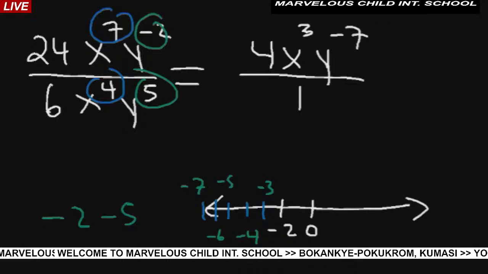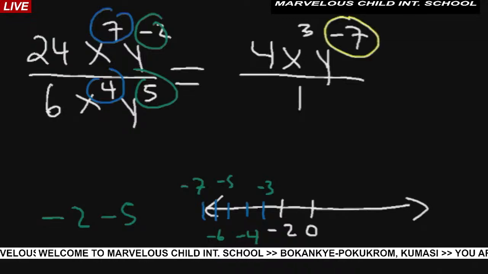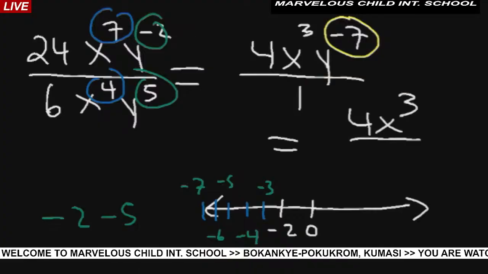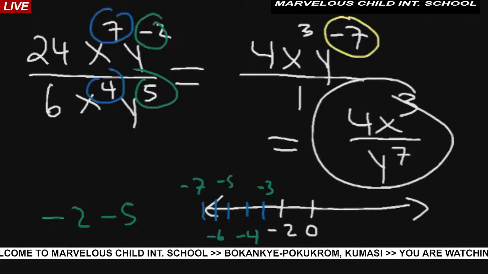So now, to make the negative exponent positive, we need to move the y to the bottom. So the final answer is 4x cubed divided by y to the 7th.